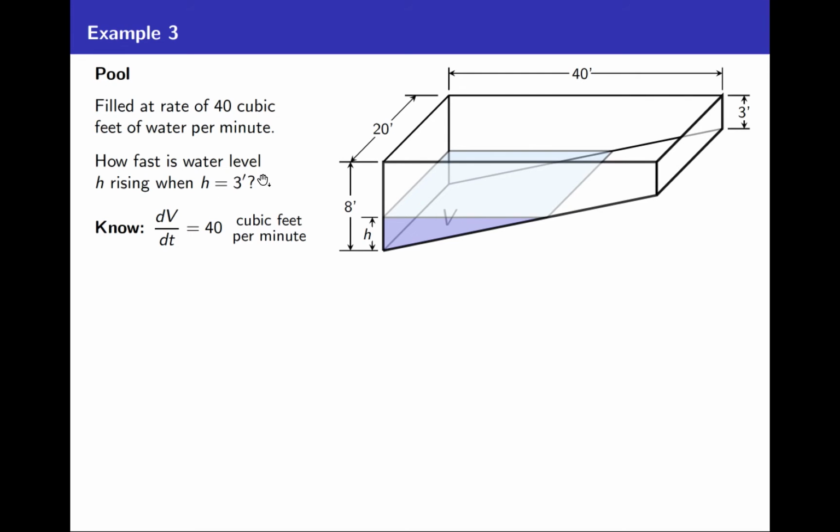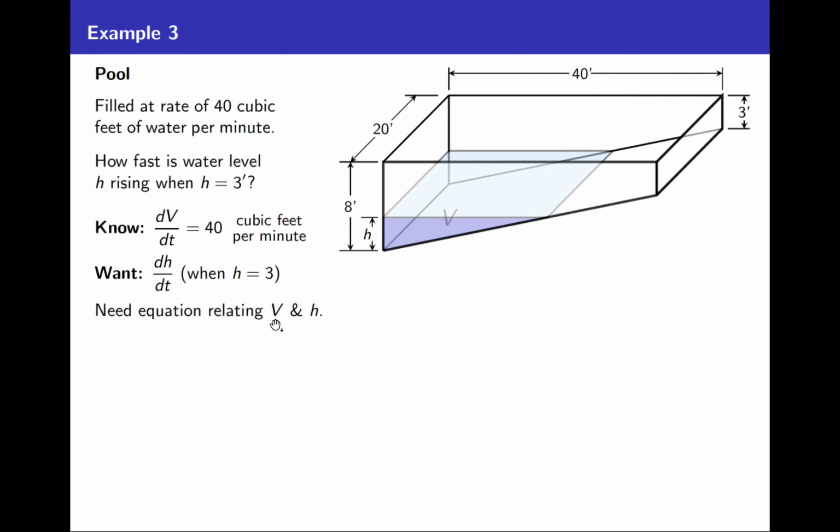And what do we want to find? Look for the question mark. How fast is the water level h rising when h is 3 feet? So we're looking for the rate of change of h, and that would be dh/dt. So we want dh/dt when h equals 3 feet. Now we've identified the rate of change we know and the rate of change we want. Those rates of change involve volume V and height h. So our next step would be to find an equation relating V and h.